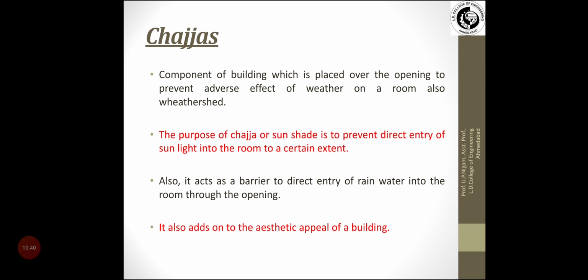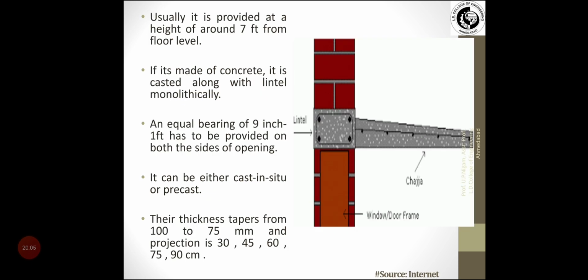Chhajjas are there. The component of a building which is placed over the opening to prevent adverse effect of weather on a room. Also the weather shed. So the purpose of chhajja or sunshade is to prevent direct entry of sunlight into the room to a certain extent. Alright, it acts as a barrier to direct entry of rainwater into the room through the opening. It also adds to the aesthetic appeal of the building. So this is one type of chhajja you can see in the figure.